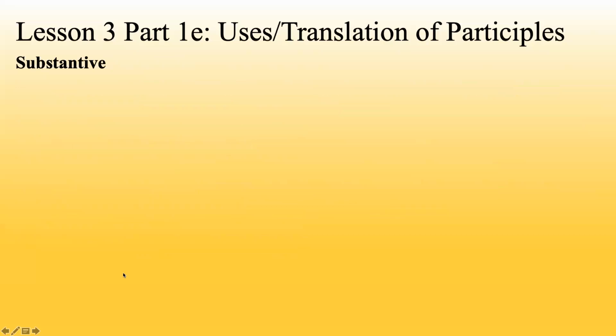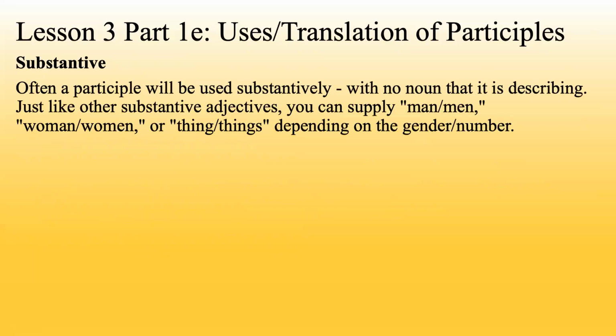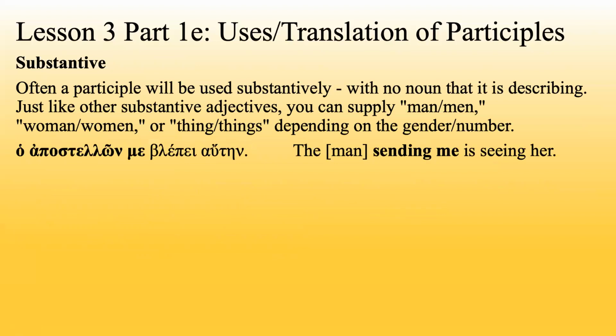All right, now we've got substantive. Often a participle will be used substantively with no noun that it's describing. Just like other substantive adjectives, you can supply man or men, woman or women, thing or things, depending on the gender and number. Now, these will pretty much always have a definite article. If for some strange reason it doesn't, it would be that there's nothing in the sentence that it could possibly be describing. But that would be pretty rare. It's almost always going to have a definite article.